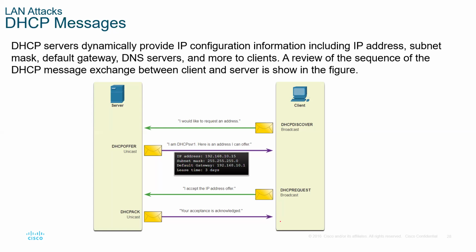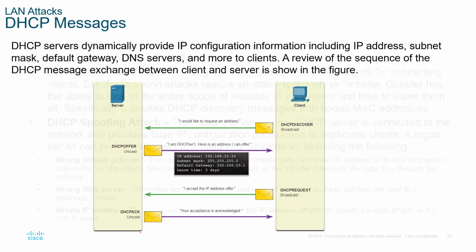So this is our DORA: discover, offer, request, and acknowledge. Like we said, when we do DHCP, it's very important to understand the type of messages that we have. Broadcast, unicast, broadcast, unicast. That's very important. So this is basically how DHCP messages are exchanged.